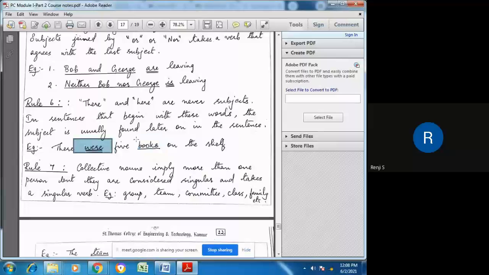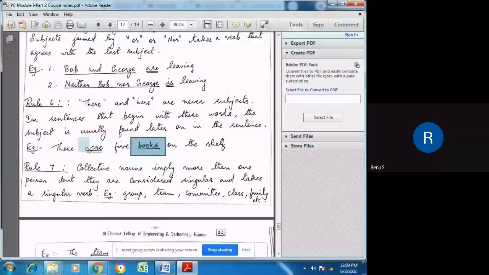So if the sentence here was about a single book, it would be like there was a book, a single book. If you are mentioning a single book, then here it would have been was. Since the subject is plural, here we have to use a plural verb. So instead of was, we have to use were. If it was singular, you could have used was. Since it is plural, you have to use were.